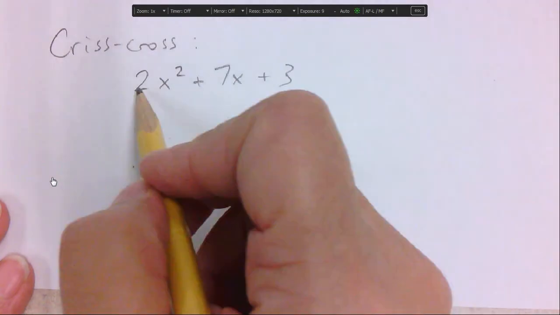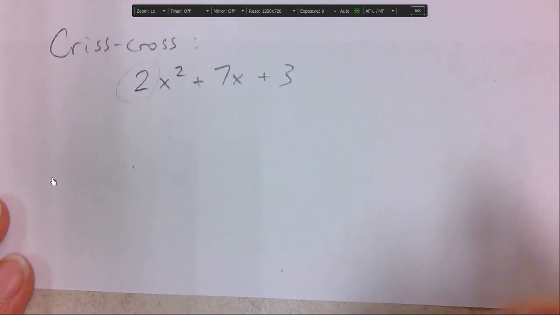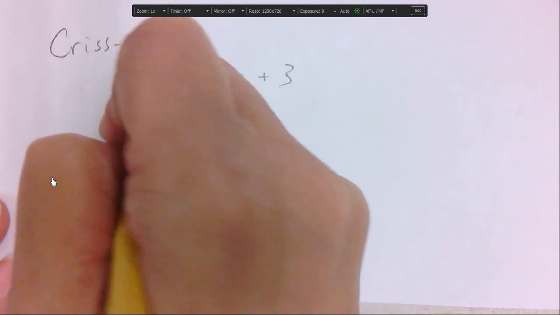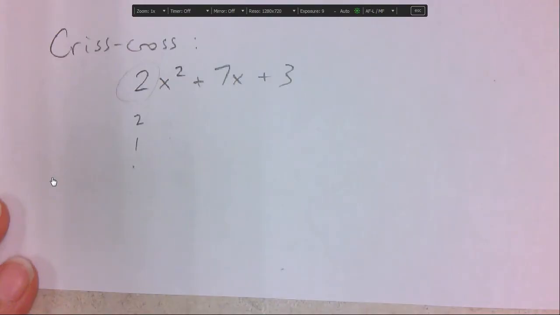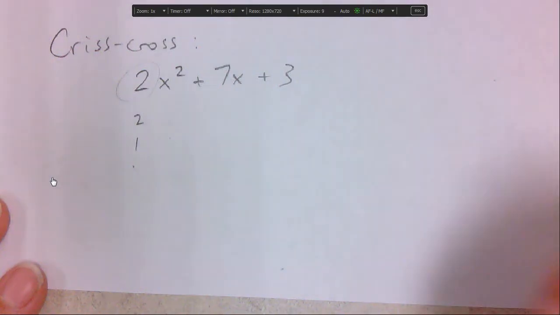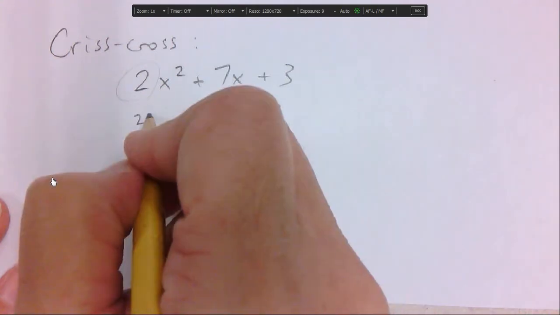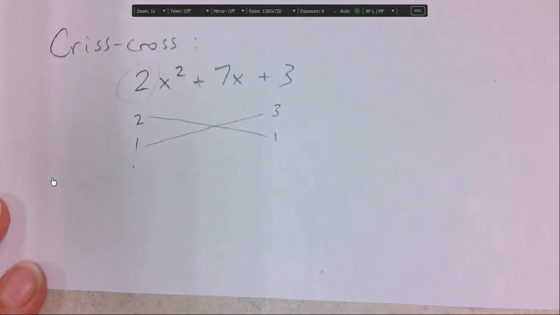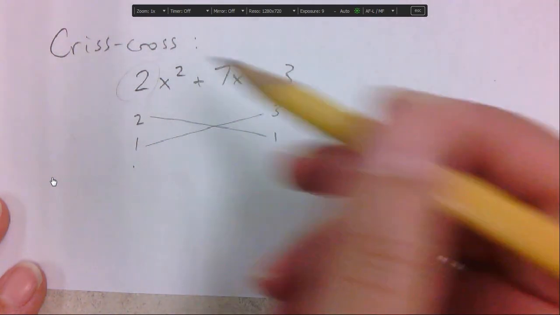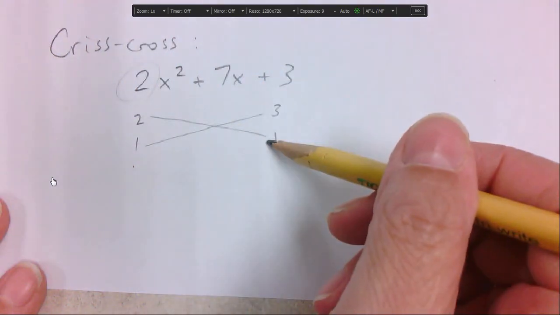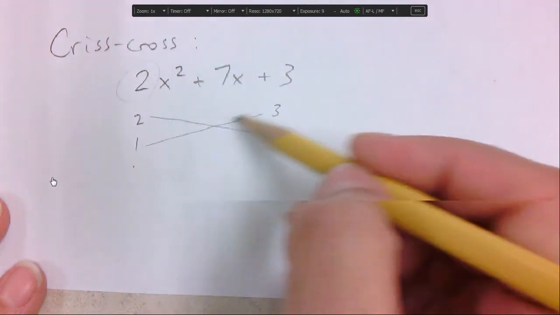Here's our trinomial, same one. What you do with the crisscross method is you take the first coefficient, the 2, and you factor it into two numbers. So I can write 2 as 2 times 1. And you do the same thing with the 3. I can write 3 as 3 times 1. And then what we do is we multiply crisscross diagonally, and we try to make the sum of the two products equal to 7.